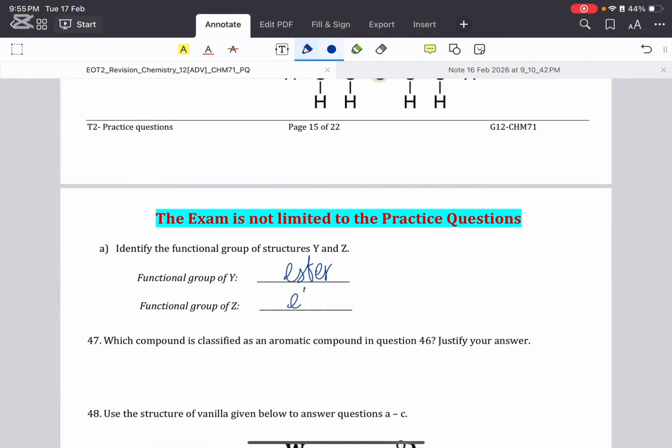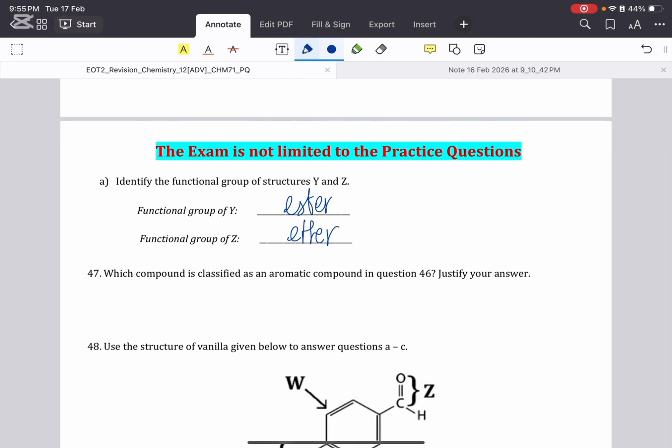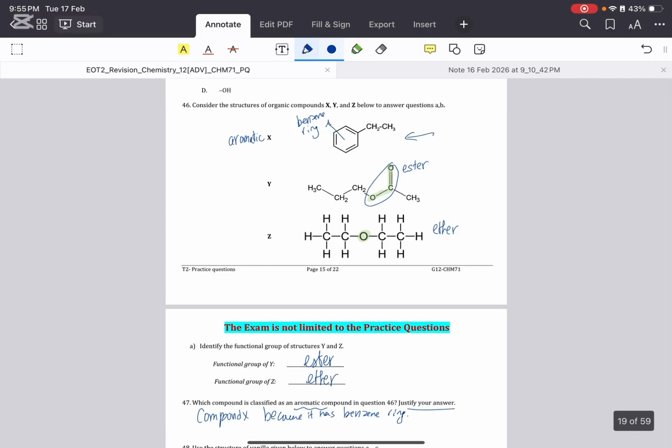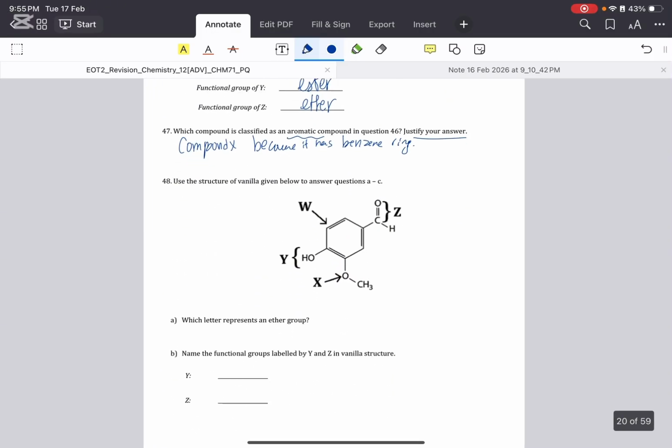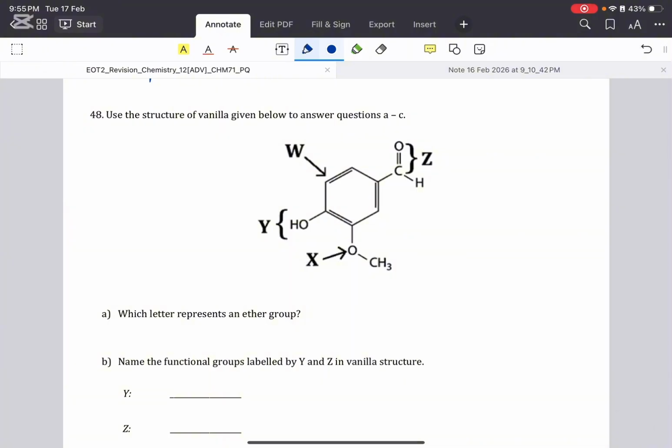So ester and ether. Next, which compound is classified as aromatic? So it must contain a benzene ring. So like I said, that is compound X because it has a benzene ring. So that is the justification. It has a benzene ring. Next, use the structure of vanilla given below to answer the questions.